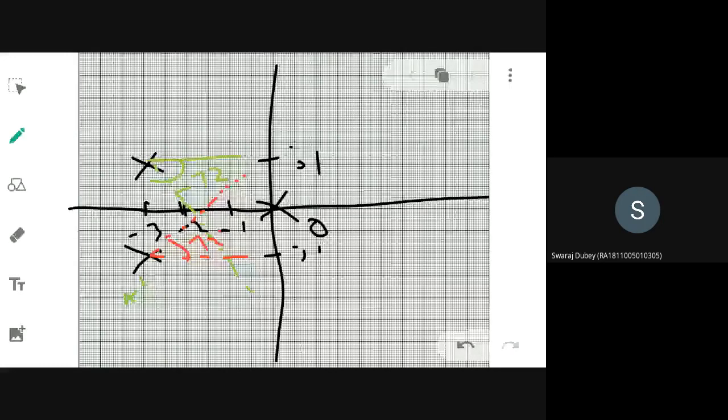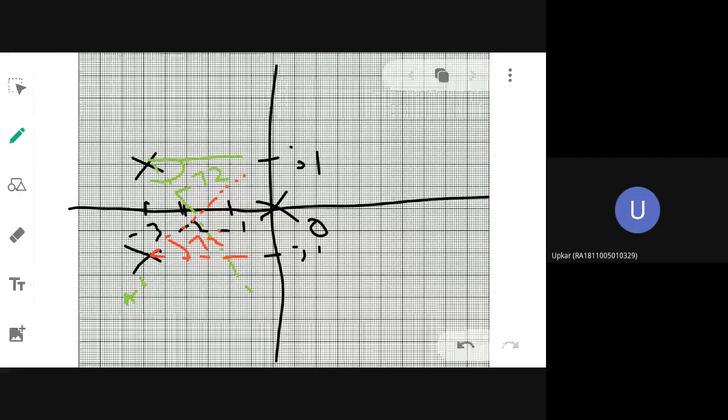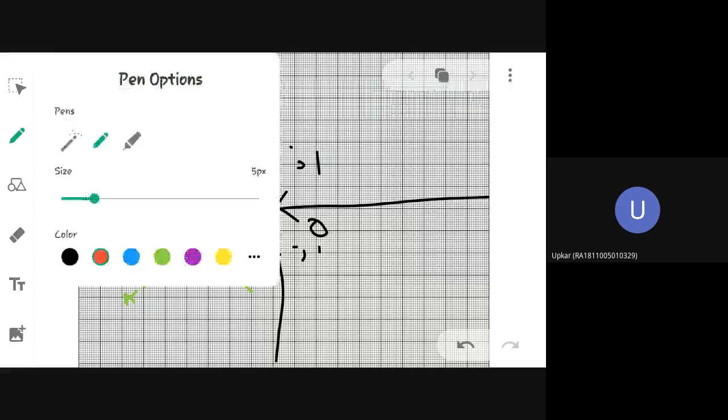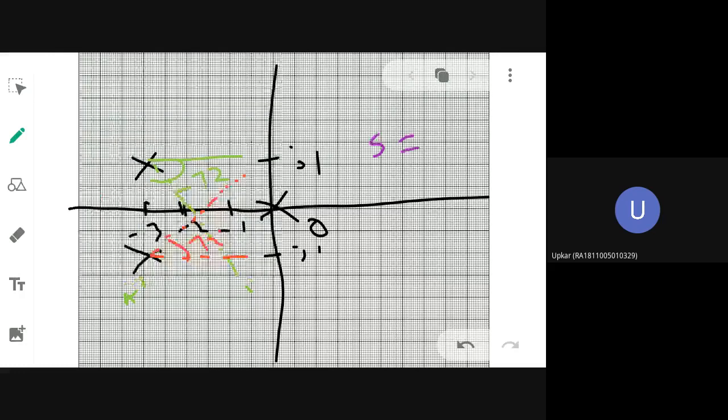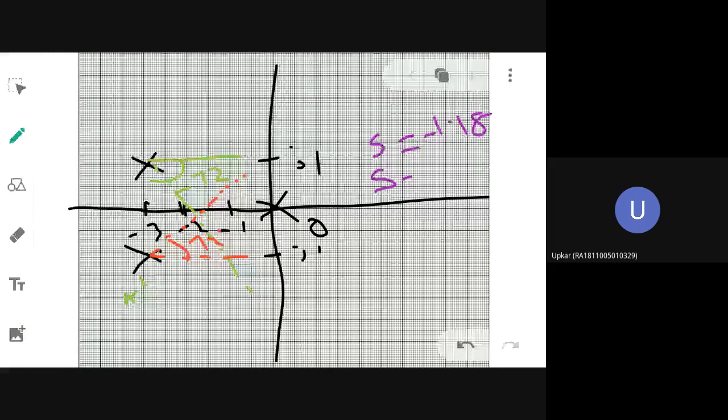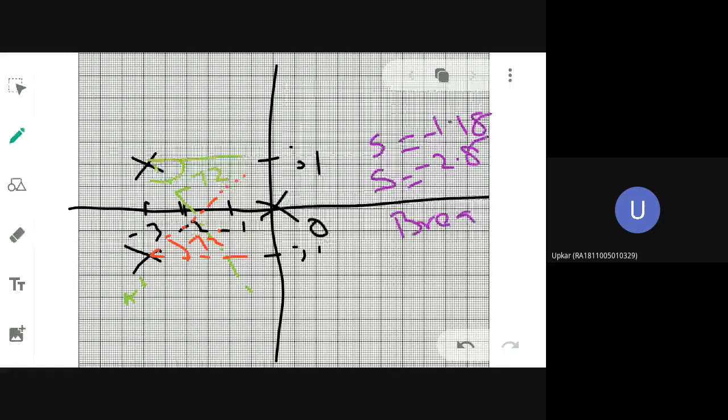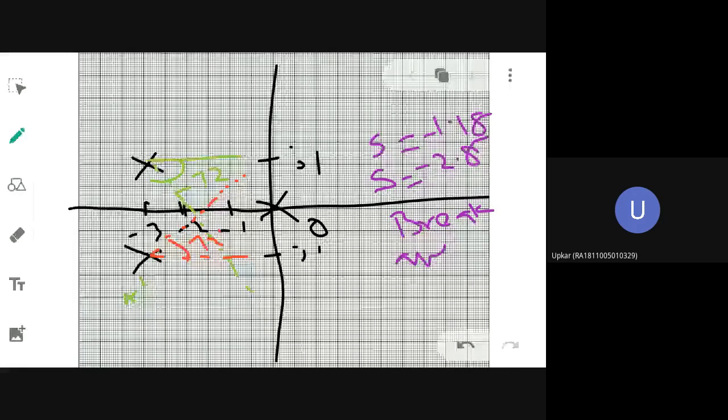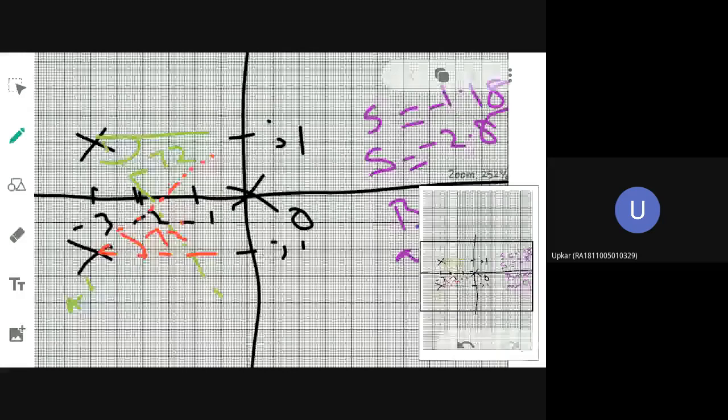What are the values? S is equal to minus 1.18. S is equal to one more value, minus 2.82. Both can be breakaway, break-in points. That you have to mark now in the same graph sheet again. Don't use a separate one. Okay, now I will do that marking. So somewhere here, 1.2 it will be somewhere here. So mark that.